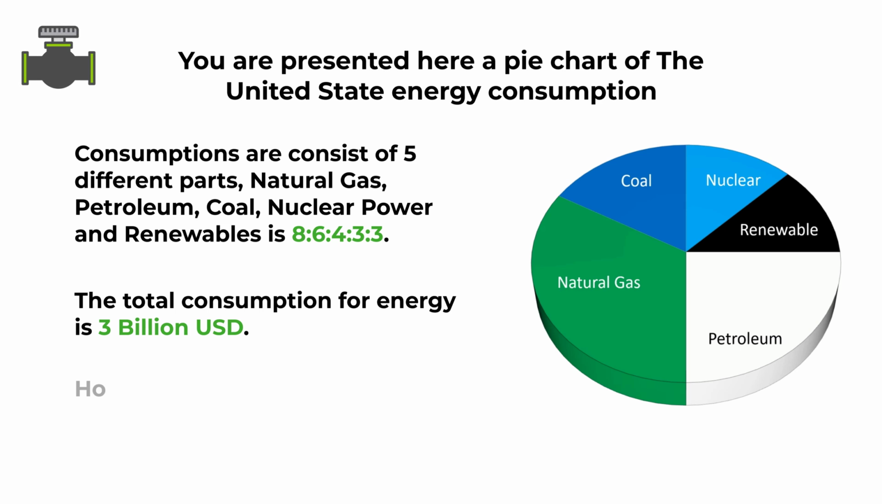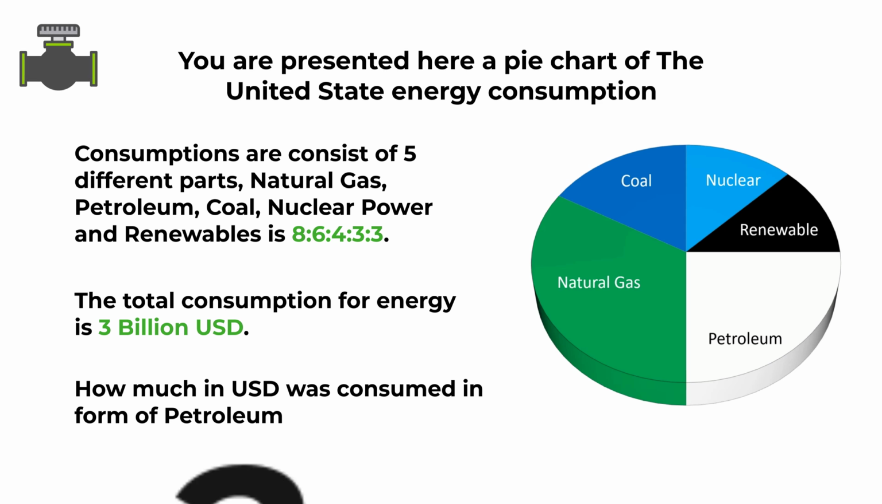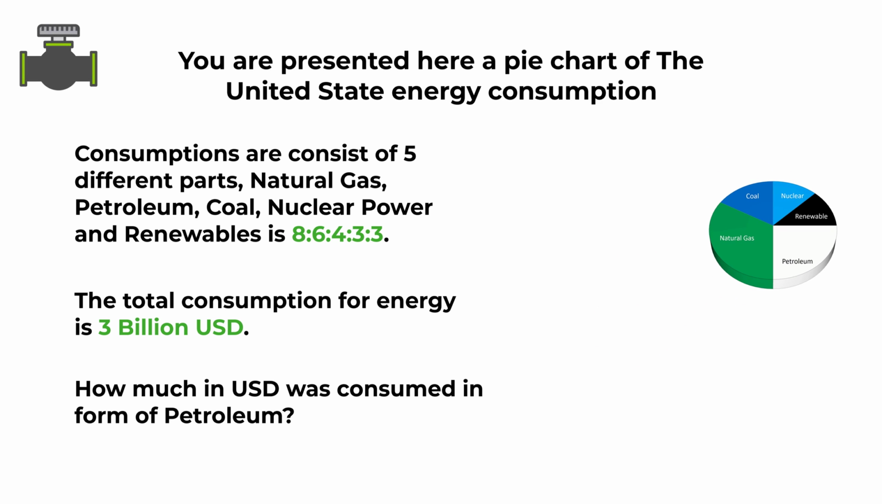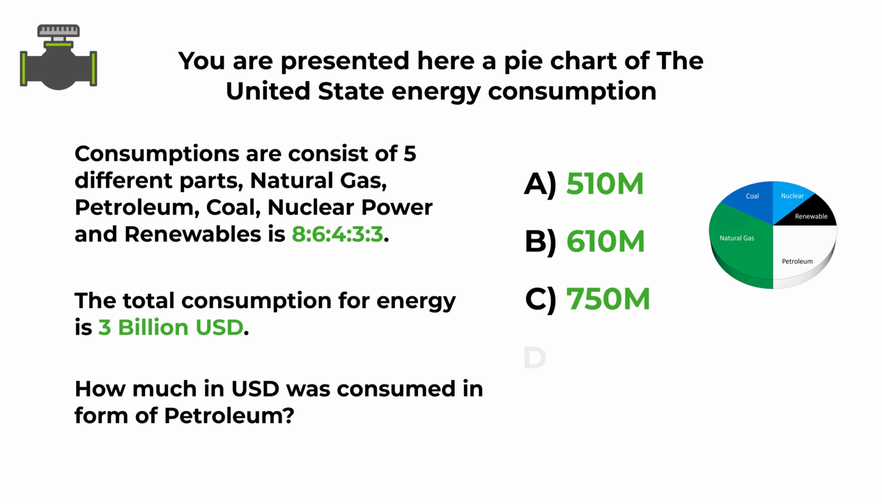So how much in United States dollars was consumed in the form of petroleum? You're presented with 4 different choices. Choice A, $510 million. Choice B, $610 million. Choice C, $750 million. And choice D, $600 million.